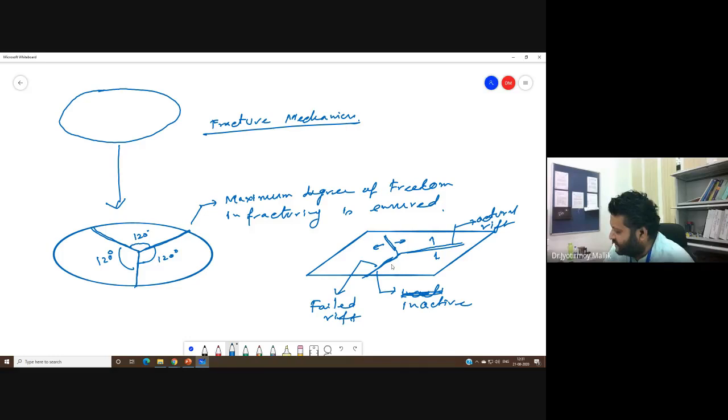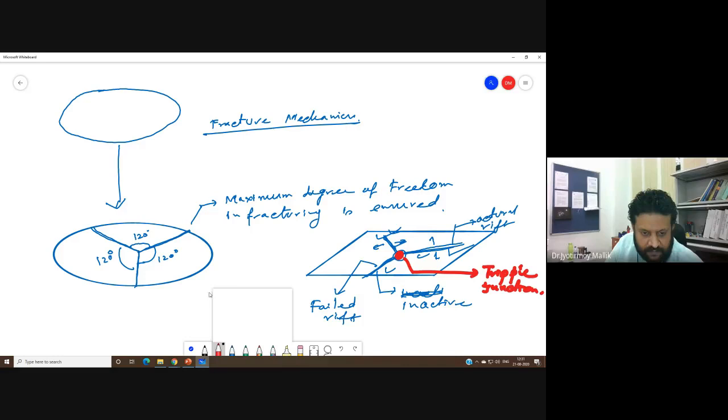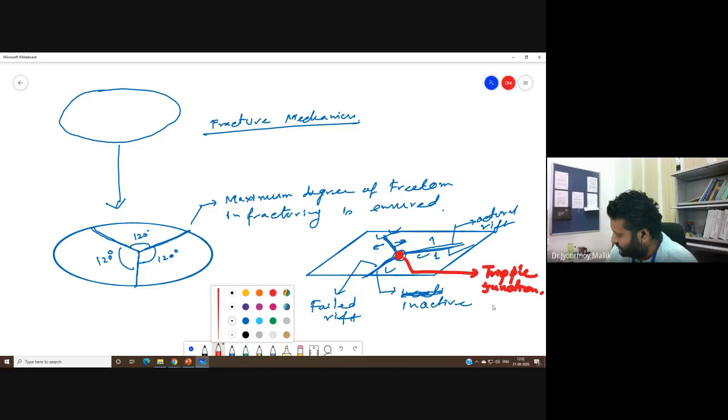Now there could be a situation where all three are active, a situation where only one of them is active, or a situation where two are active. All three of them are creating some sort of plate boundaries, so these plate boundaries are meeting at a point, and we call this point where the plate boundaries meet a triple junction.